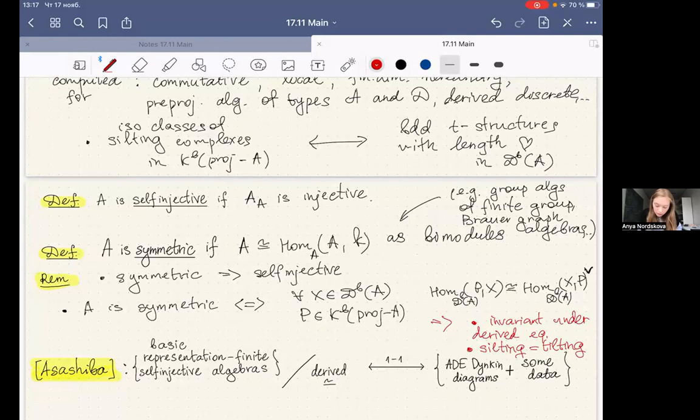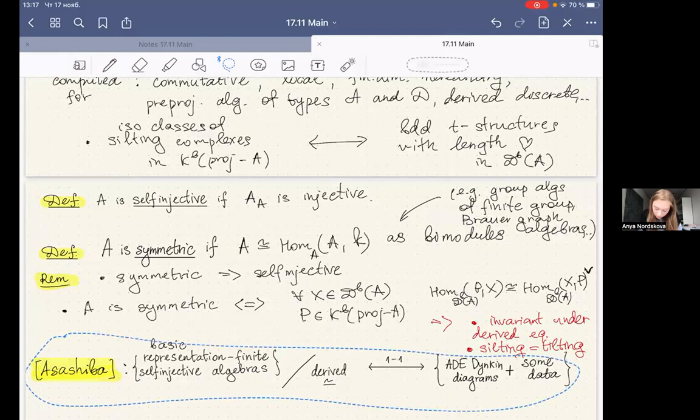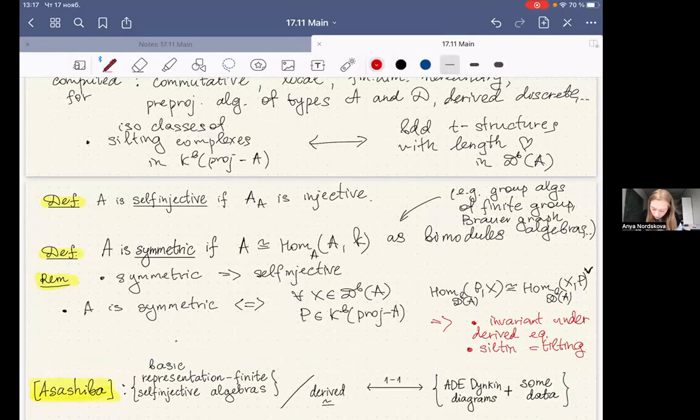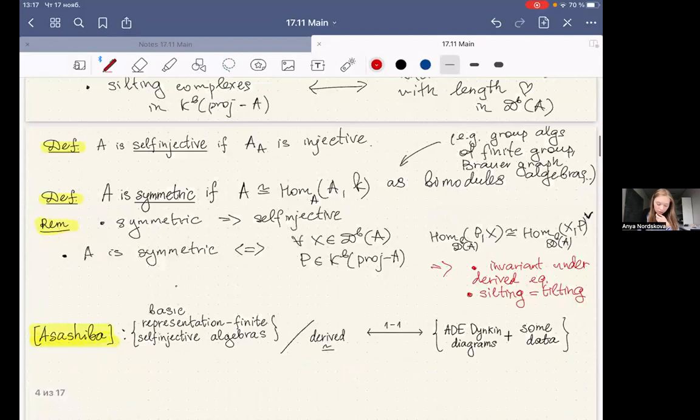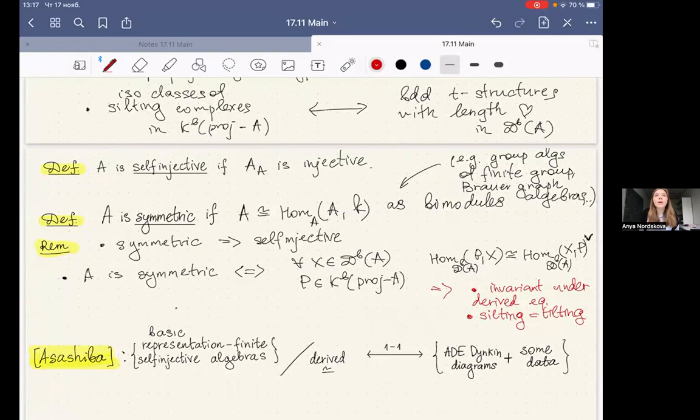Okay, and now I want to talk about representation-finite self-injective algebras, and later representation-finite symmetric algebras. And such algebras were classified by Asashiba up to derived equivalence. And they are in one-to-one correspondence with ADE Dynkin diagrams, along with some data. I will say a bit more about it in a moment, but basically they are of types A, D, and E.